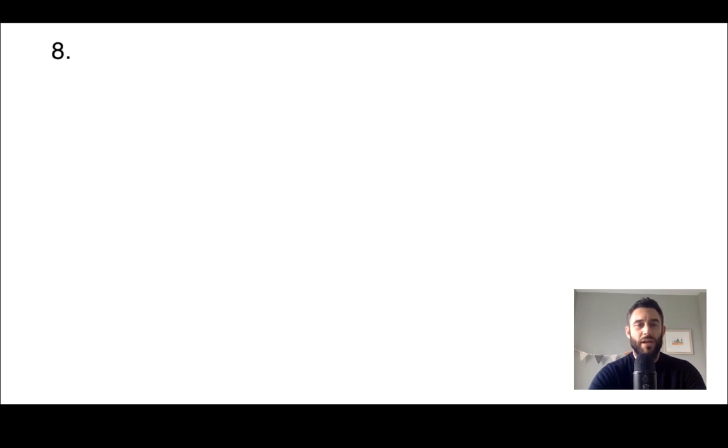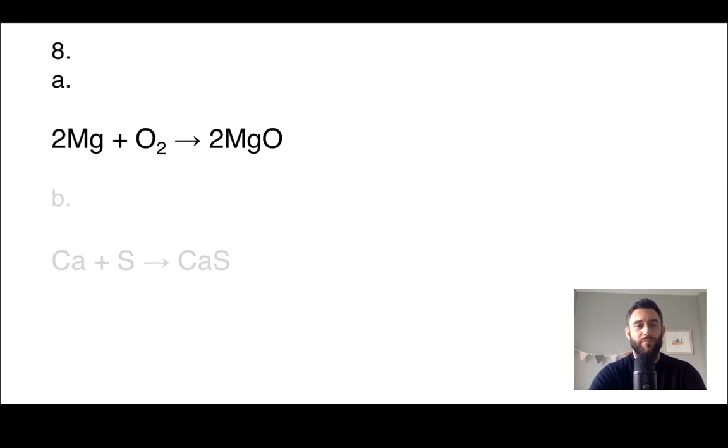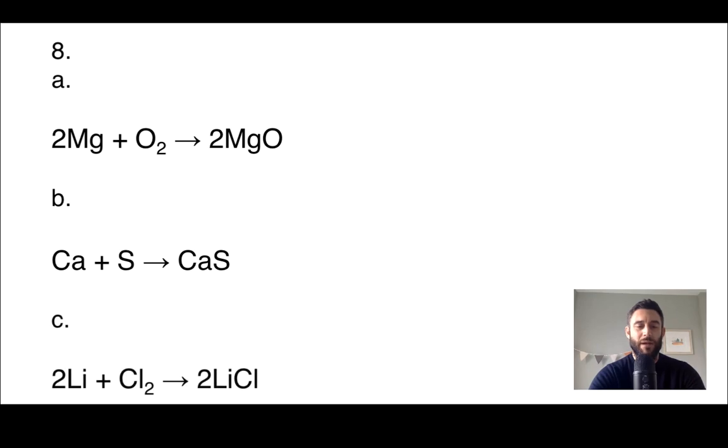And lastly, question 8, our balanced chemical equations for the same reactions. So 8a, 2 magnesium plus oxygen reacts to form 2 magnesium oxide molecules. 8b, calcium plus sulfur reacts to form calcium sulfide, just one atom of each there, making one molecule of calcium sulfide. And 8c, 2 lithium atoms reacting with one chlorine molecule to make 2 molecules of lithium chloride.